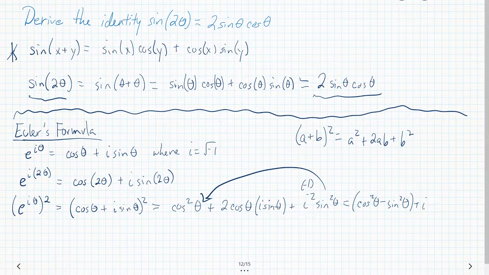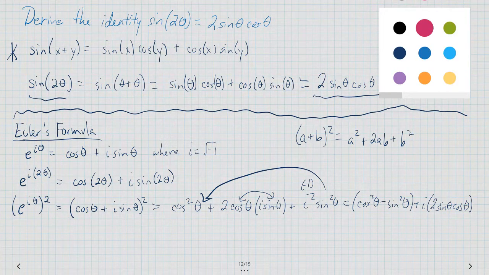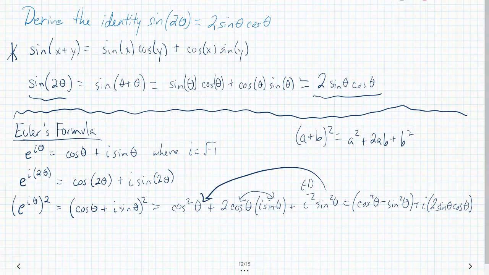Plus i times 2, and then I'll rearrange this. So I'll just swap where you see the sine of theta and cosine theta. So 2 sine of theta cosine theta. So now who cares, right? Well, actually we just did something for free. You have an i here and you have an i there. So that means that since that's the only imaginary part, that means that this must equal this piece.